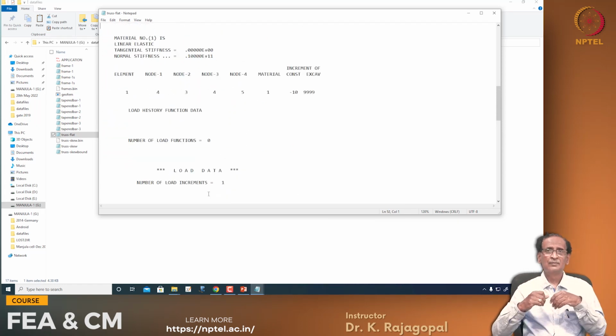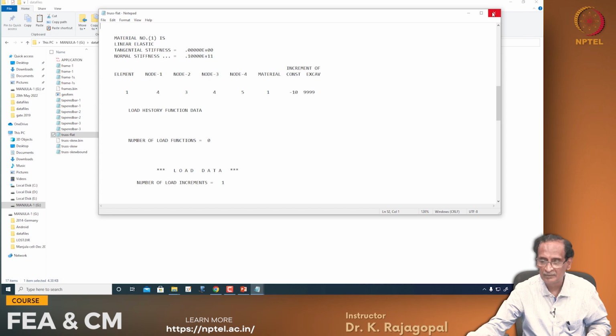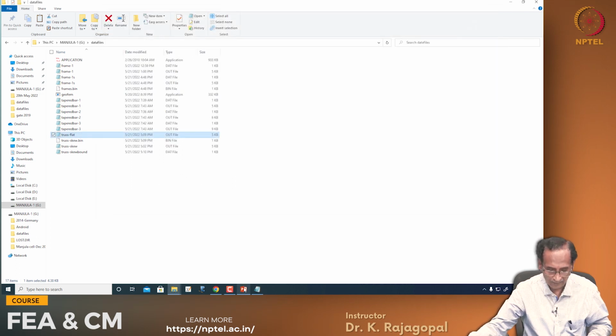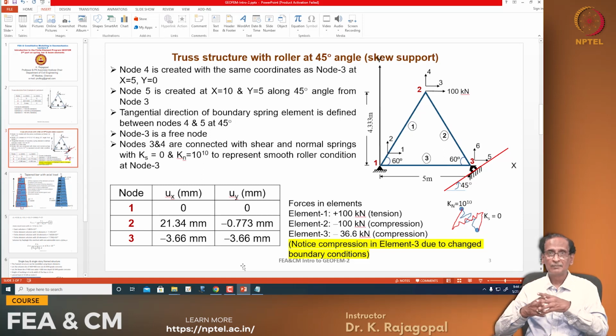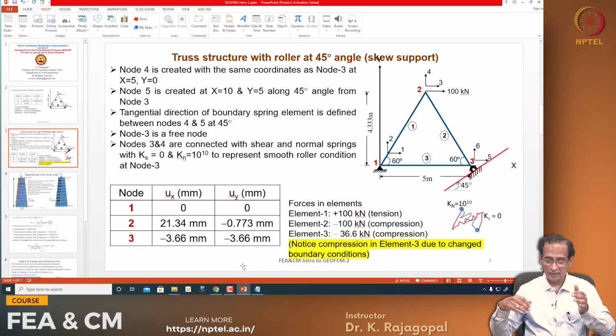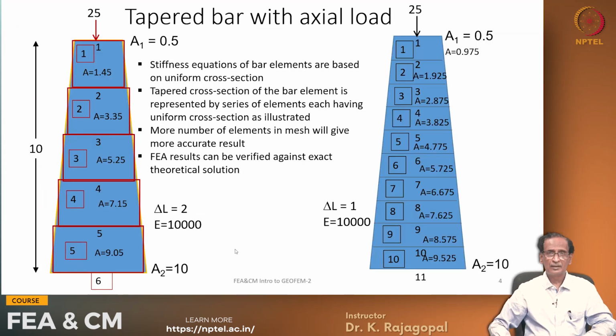Okay. So, this example actually explains how we can use the nodal spring elements for simulating skew boundary conditions. Otherwise we have to go through some transformation at the stiffness matrix level, but that is not implemented in this GEOFEM program, but an option is given to implement the skew boundary conditions through the boundary spring method. So, let us continue.